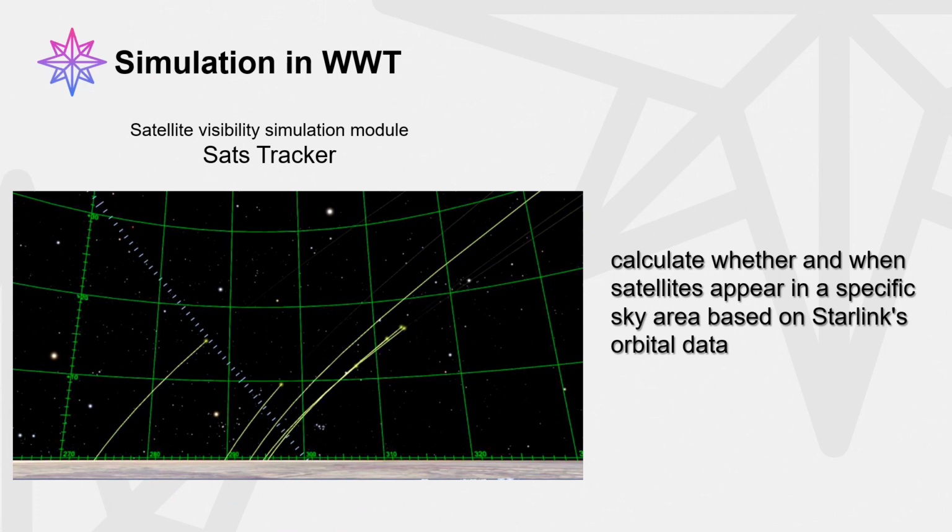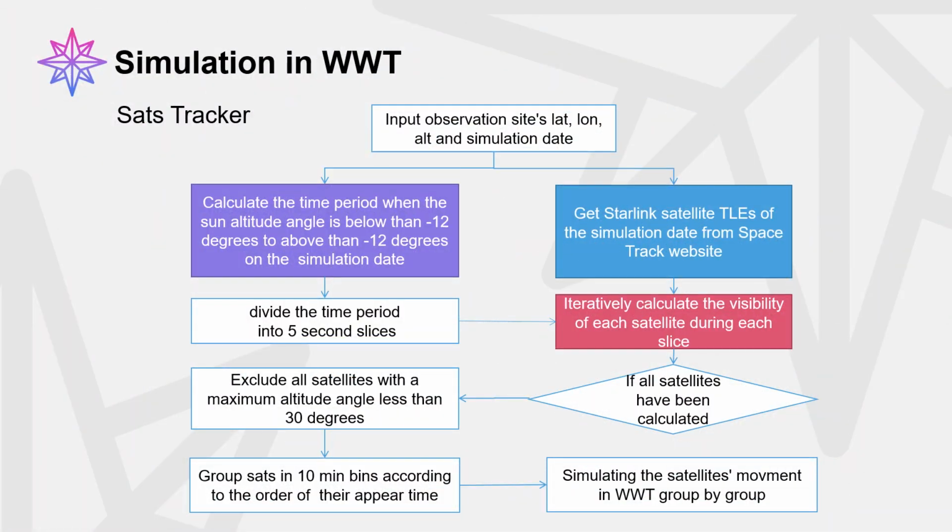This is a snapshot of how the SAS Tracker simulates the Starlink orbits. The SAS Tracker module can calculate whether and when satellites will appear in a specific sky area based on Starlink's orbital data. This is how the SAS Tracker calculates the satellite's visibility period at a given time and given space. Please note that only the periods when the sun's altitude angle is below -12 degrees will be calculated.